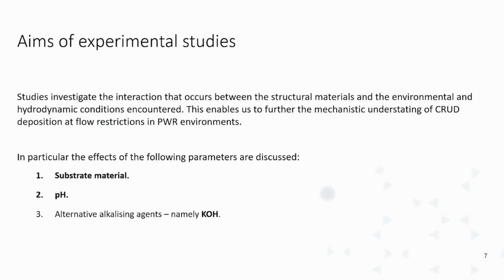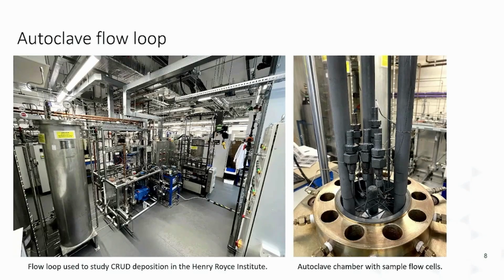So in particular, some of the work, or the aims of the experimental studies that we've done at Manchester, look to study how the interaction between the structural material and the environmental conditions occurs. And in particular, the three results that I'm going to talk through today are the effect of the substrate material, pH, and moving on to a new area that we're looking at, alternative alkalizing agents, and how they affect this deposition phenomenon.